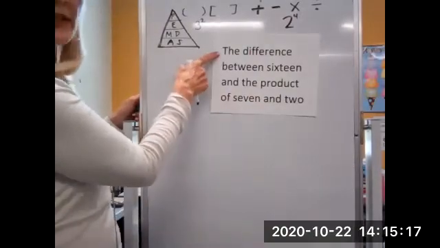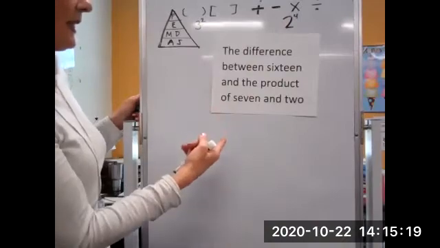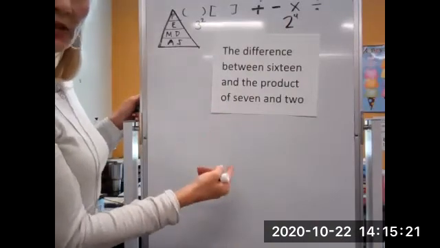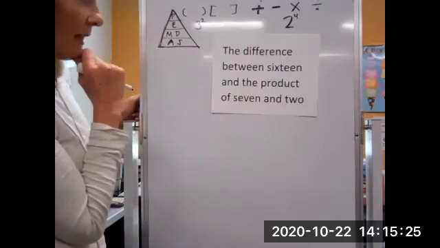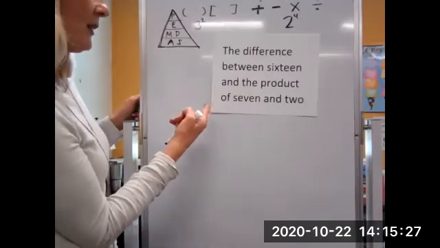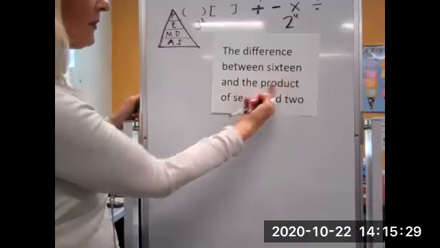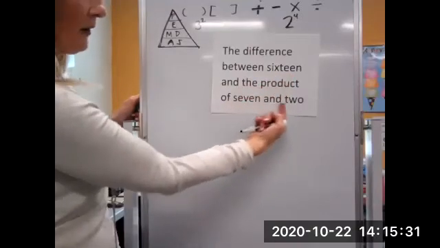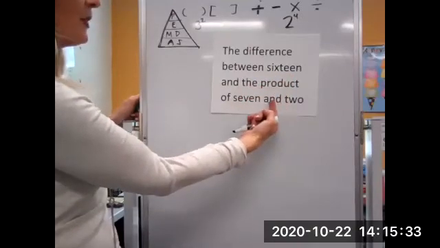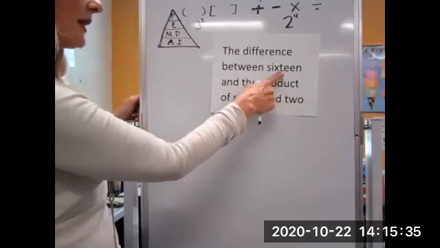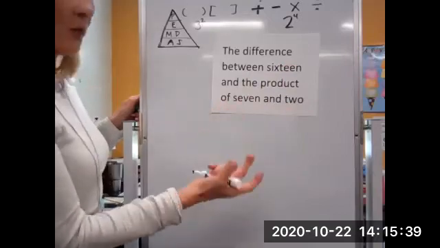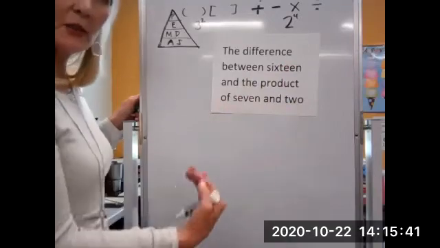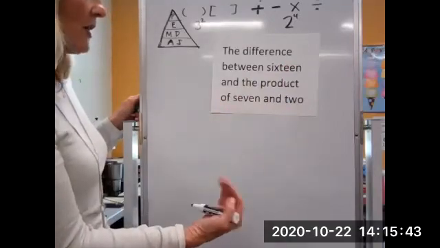So if I read this phrase, the difference between 16 and the product of 7 and 2, I'm going to think about how I can write this. What would this be? Looks like they're going to multiply, get an amount. First, I have an amount to have a difference between. So 16 is one amount, and the product of 7 and 2 is the other amount that I'm working with. And I want to know the difference between those two amounts.